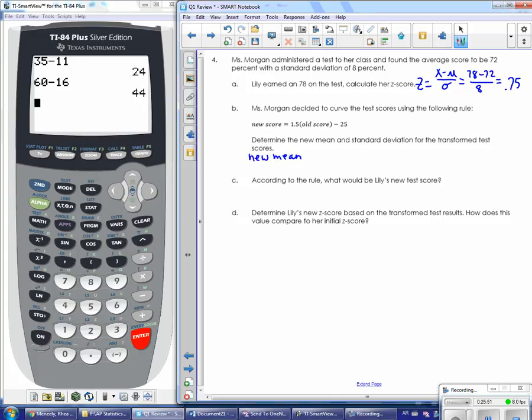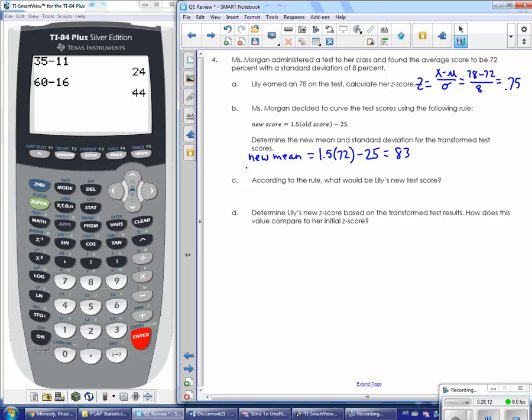I'm going to be able to perform both operations. Notice that I'm multiplying by 1.5 and subtracting 25. And when I'm transforming data, both of those operations are going to impact the mean. So all I'm going to do is take 1.5 times my old mean, which was 72, and subtract 25. And when I do that, I get 83.